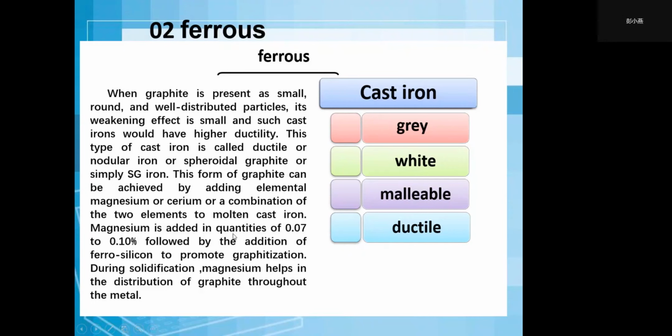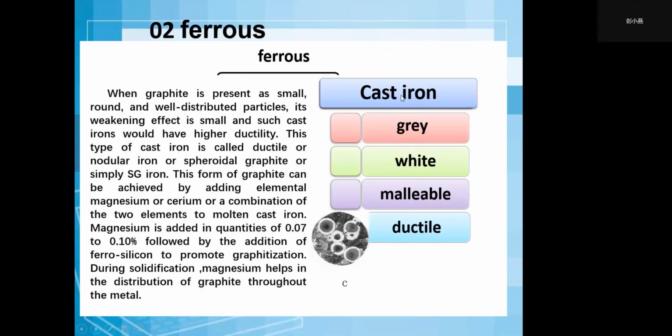Magnesium is added in quantities of 0.06 to 0.1%, followed by the addition of ferrosilicon to promote graphitization. And during solidification, magnesium helps in distribution of graphite throughout the metal. And this is the round graphite.